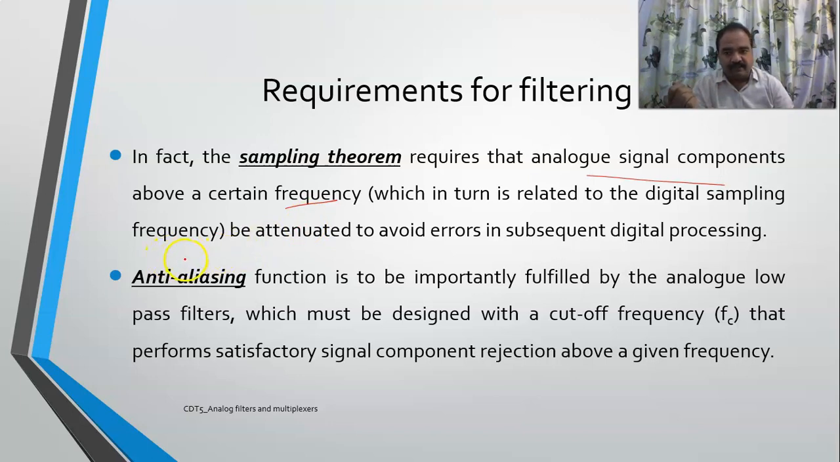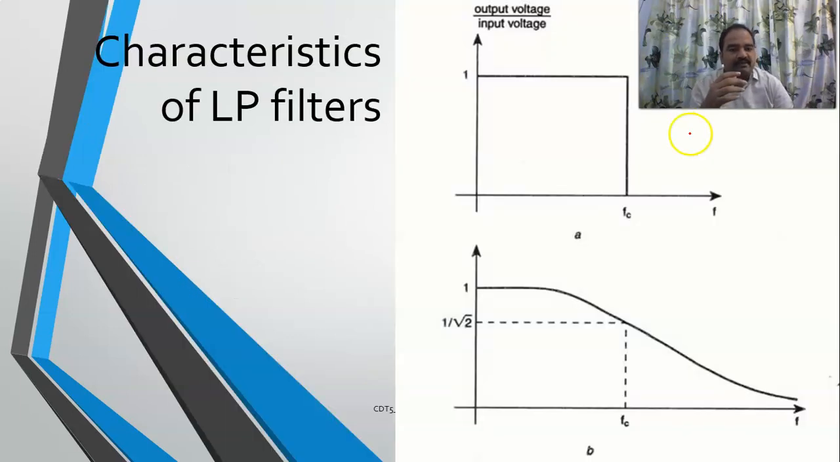For that job itself, we are employing an LP filter. The anti-aliasing function is to be importantly fulfilled by your filter, such that the cutoff frequency performs satisfactory signal component rejection above a given frequency. So I will choose an LP filter, which will have a cutoff frequency. Below that frequency, they will allow the signals; above that, they will not allow any signals. You might have studied about your LP filter.